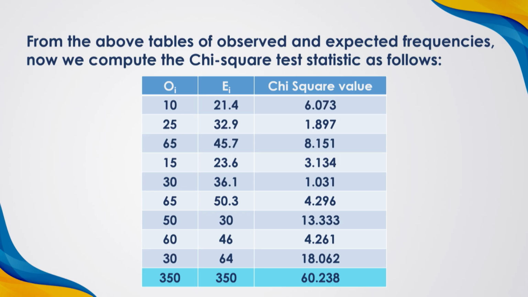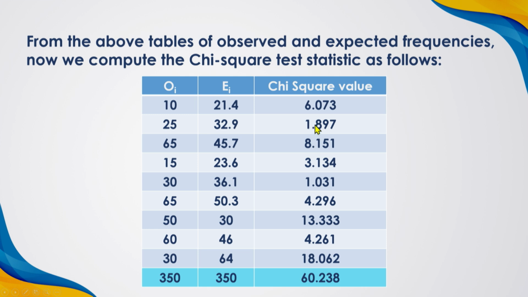So definitely, it will match with the total. Now coming to the calculation of the chi-square value, as you know, the formula of chi-square is summation (Oi minus Ei) whole square by Ei. You can see that (10 minus 21.4) whole square divided by 21.4 gives 6.073, which is your first chi-square value. Similarly, (25 minus 32.9) whole square divided by 32.9 gives 1.897. Similarly, you can calculate for all these values. At the end, (30 minus 64) whole square divided by 64 gives 18.062.